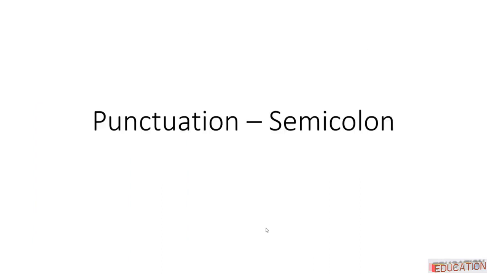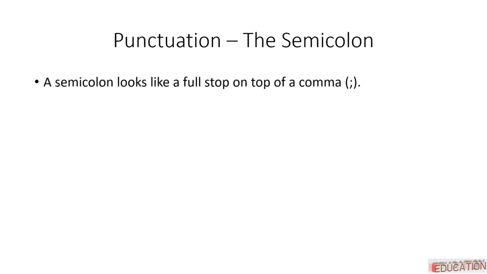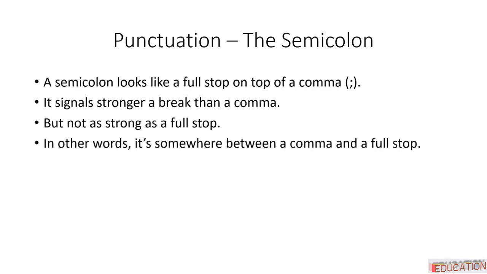This lesson is on the semicolon. A semicolon looks like a full stop on top of a comma, as shown in brackets here. It signals a stronger break than a comma, but not as strong as a full stop. In other words, it's somewhere between a comma and a full stop.